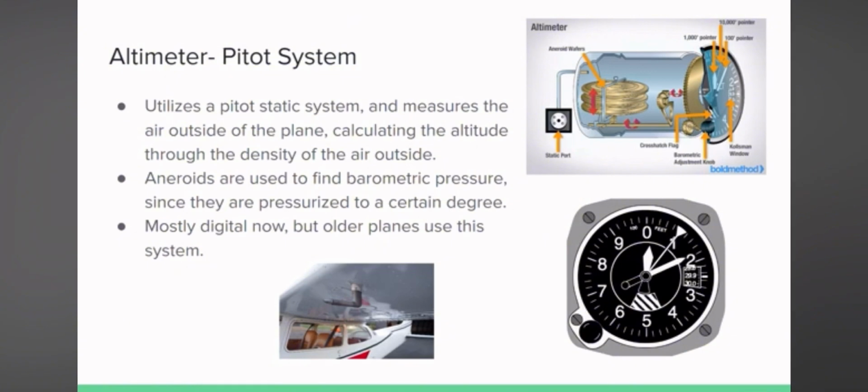The altimeter uses a pitot system by taking the air pressure from the outside, and small parts called aneroids measure the air pressure, since they themselves are already pressurized. It basically finds the difference in air pressure and uses that to calculate the altitude. The altimeter nowadays is mainly digital, since it's easier to produce, but many planes still use this pitot system for the altimeter.